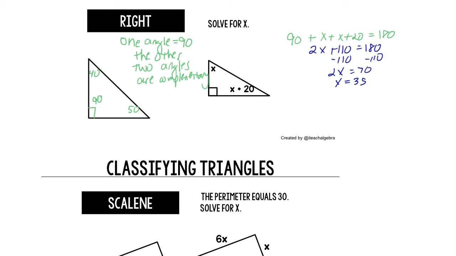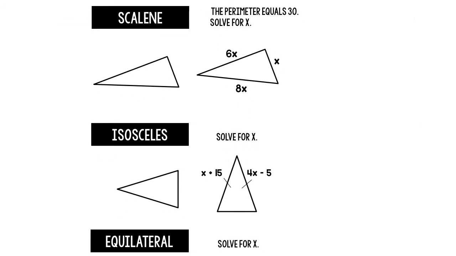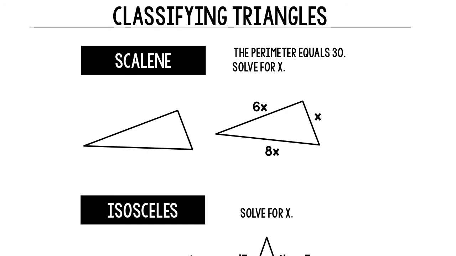All right, flip your paper over. Let's do some more. All right, now we have a scalene triangle. That means there are no congruent sides and no congruent angles. You might remember that congruent means equivalent in length or value.